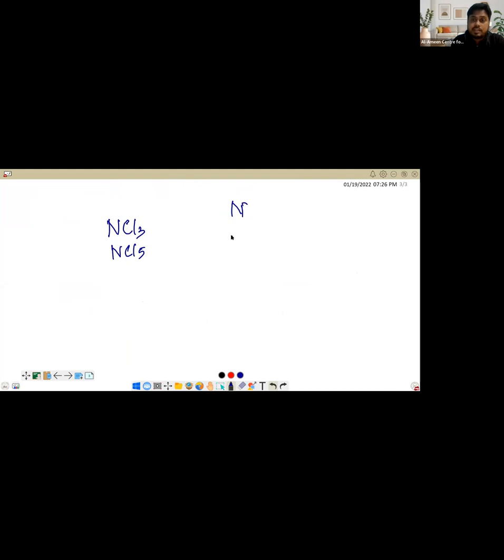And below nitrogen is phosphorus. How many electrons are present in nitrogen? 7. In phosphorus, 15. So in case of phosphorus also, you can write PCl3 and PCl5. There are 2 valencies of this group, nitrogen and phosphorus, 3 and 5. And carbon can also form a carbocation.